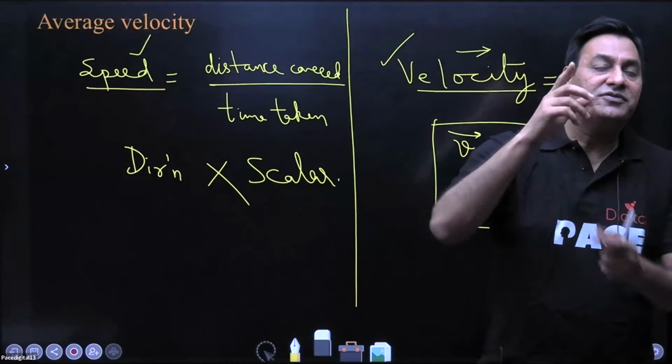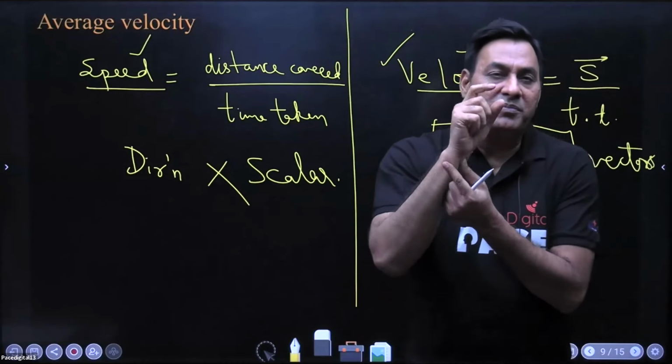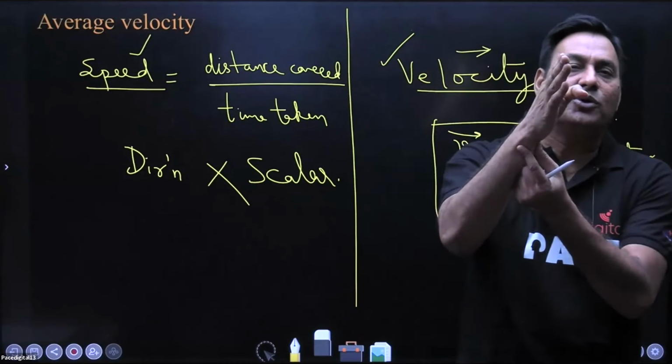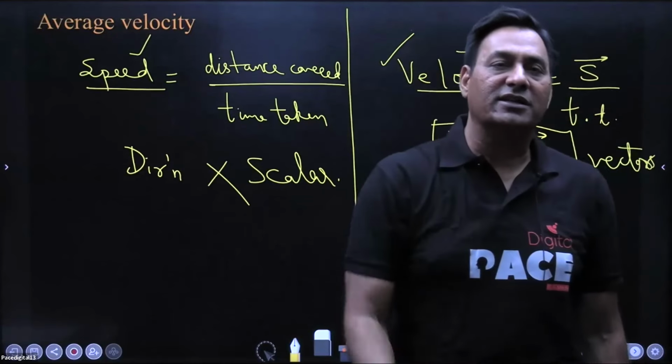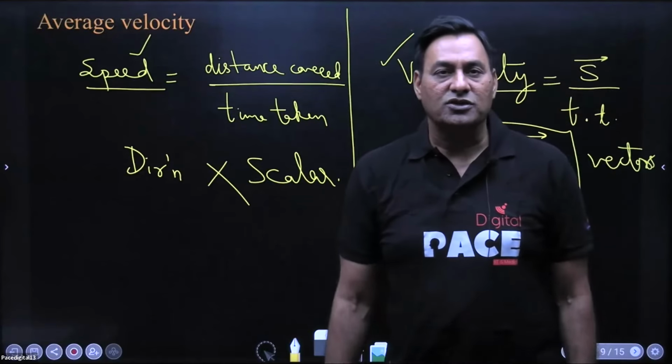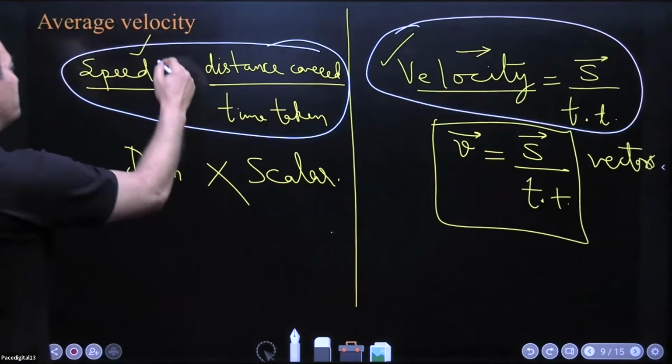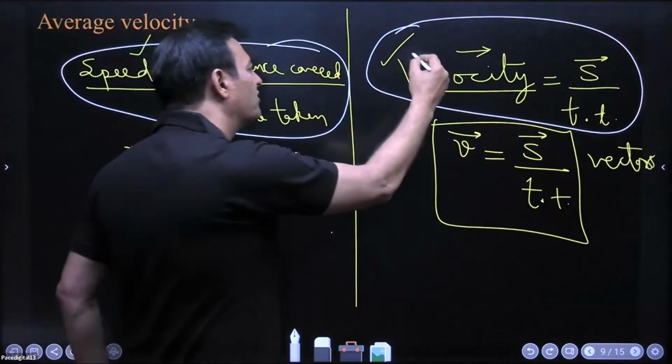Direction also. The arrow mentions direction. One is telling you the magnitude and direction both. It is your velocity at that instant. Instantaneous velocity. At the moment, please understand this basic definition of speed and velocity.